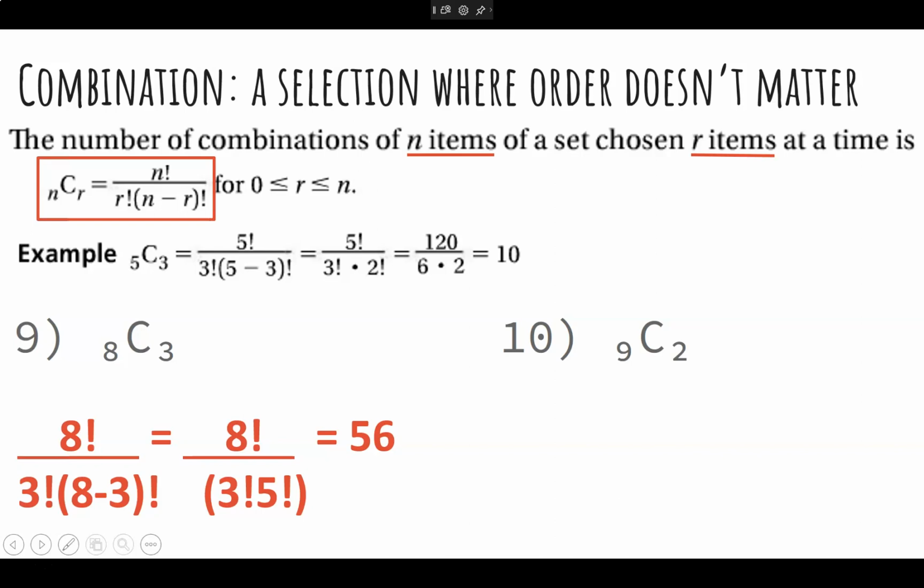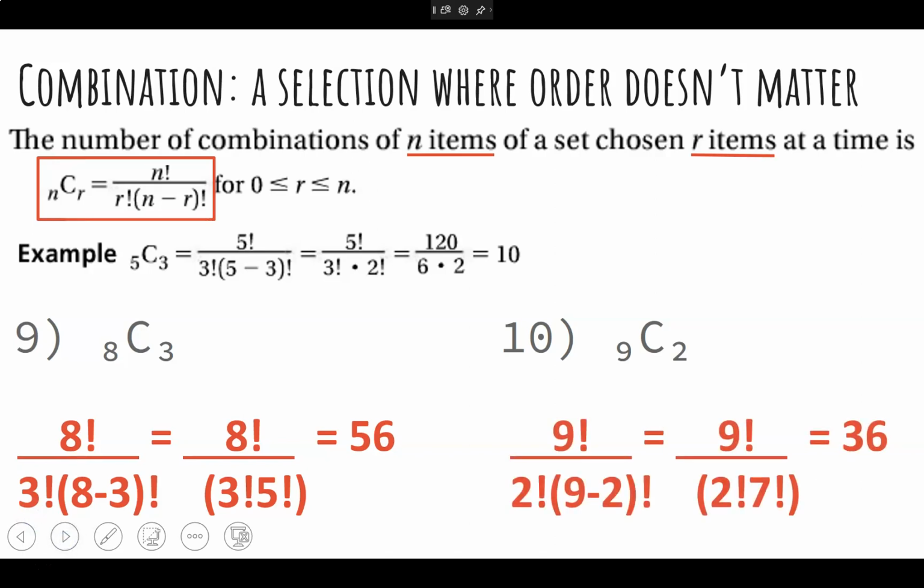Lizzie, what'd you get? I didn't do it yet. Didn't do it yet. Do it now. I'm gonna come back to you. Kaylee, you got it? 36. Yes. 36. So for this one, your n value was 9. So 9 factorial over 2 factorial times 7, because 9 minus 2 is 7 factorial.